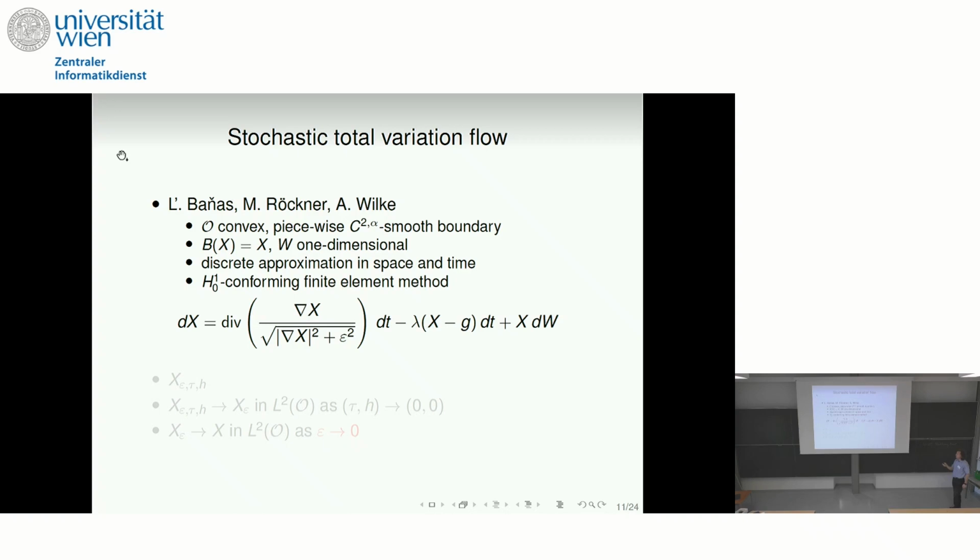They had a method. They discretized the equation in time and also in space, right? This is a conforming finite element method. And the solution that they got has three indices. Epsilon comes from the regularization of the drift, tau is the time step of the discretization, and h is the size of the triangulation. We could prove that the method is okay, so they got strong convergence in L2. But the problem is that we had to keep this epsilon frozen. They showed the convergence of the method, but not to the original problem.